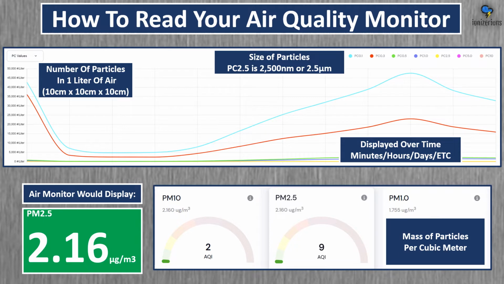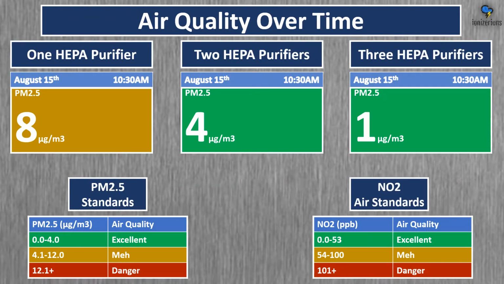I personally prefer to know the number of particles in air, but 99% of air monitors will simply tell you the mass of particles per cubic meter. So you can see in the green image, that's what your air monitor would normally display. One of the most common questions I get is, how many air purifiers should I own? The answer is, it's really up to you.